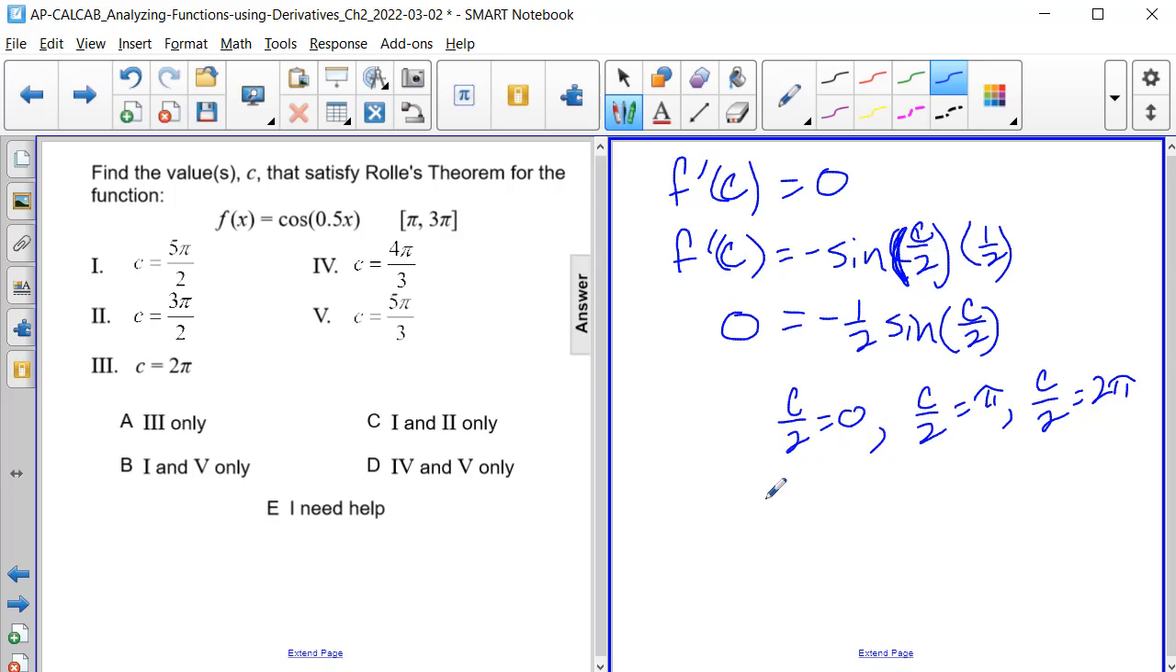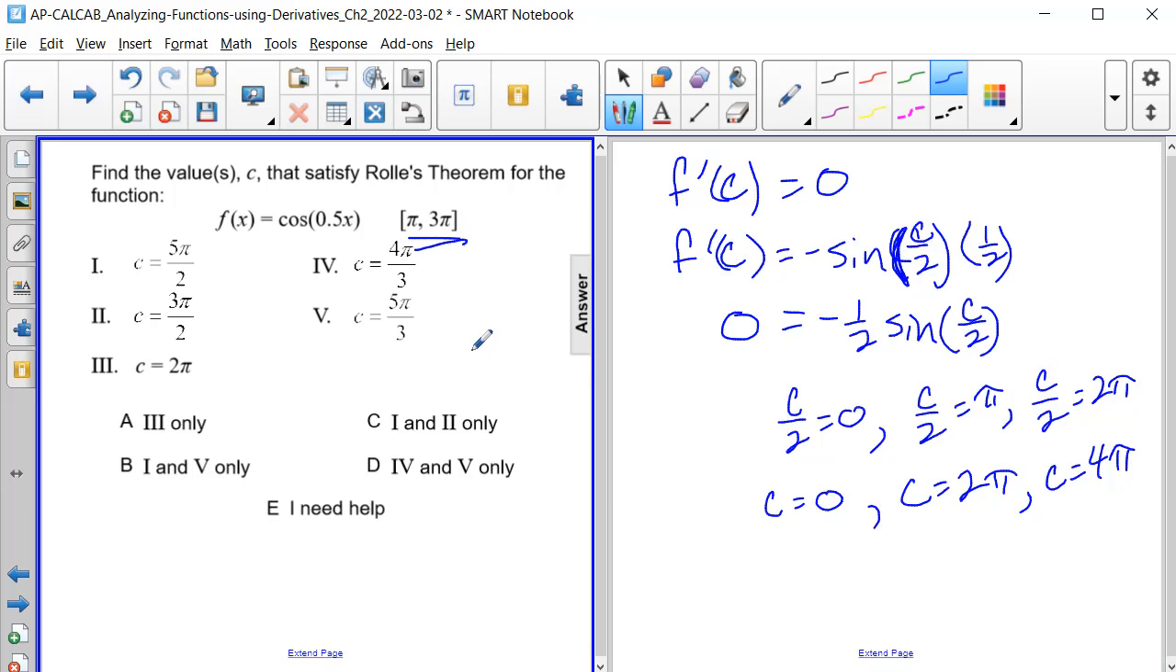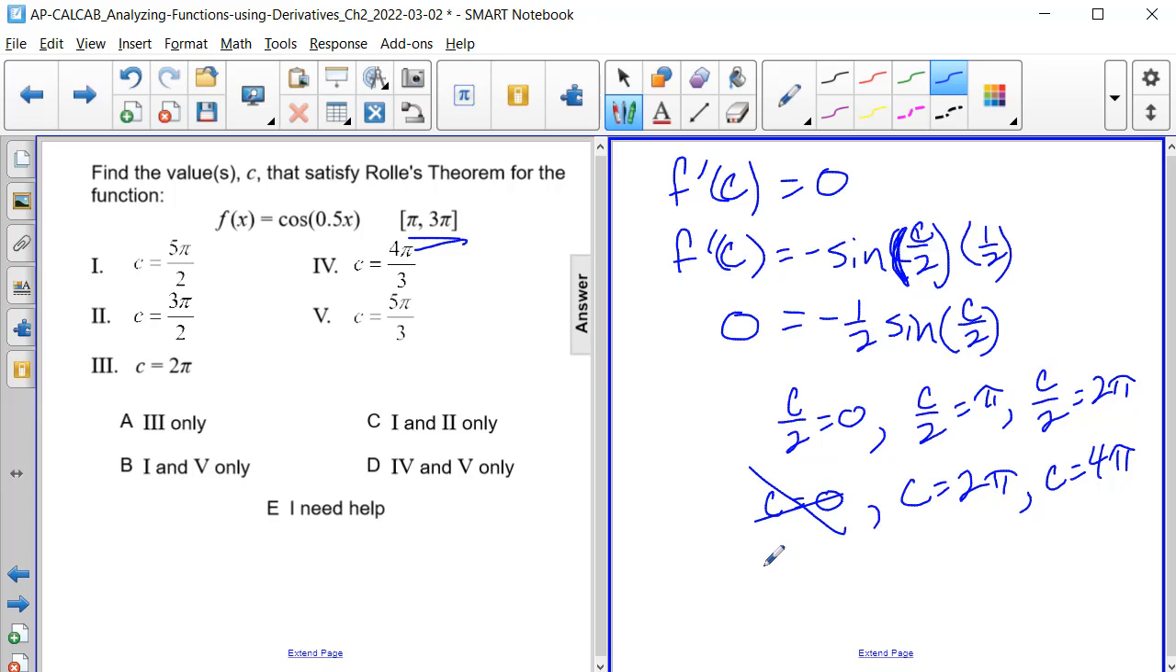So let's cross multiply and determine our c values here. c would be equal to 0 in this case, c would be equal to 2 pi in this case, and c would be equal to 4 pi in this case. Now let's look at our interval where we're concerned about our function. 0 doesn't fall within this interval, so we can cross that out. 2 pi definitely is, so that's a solution, or a c value.